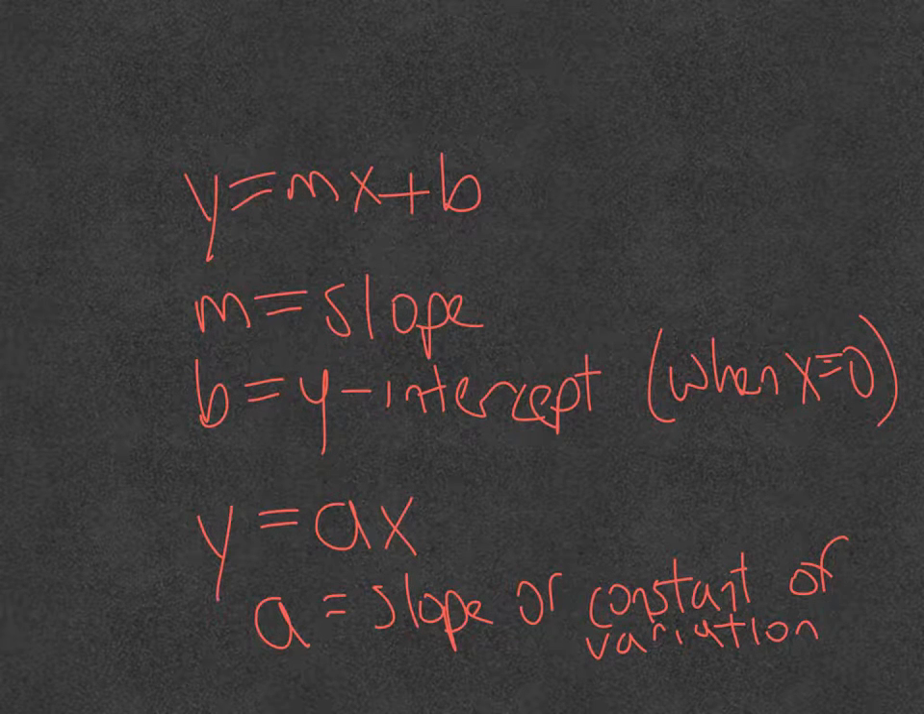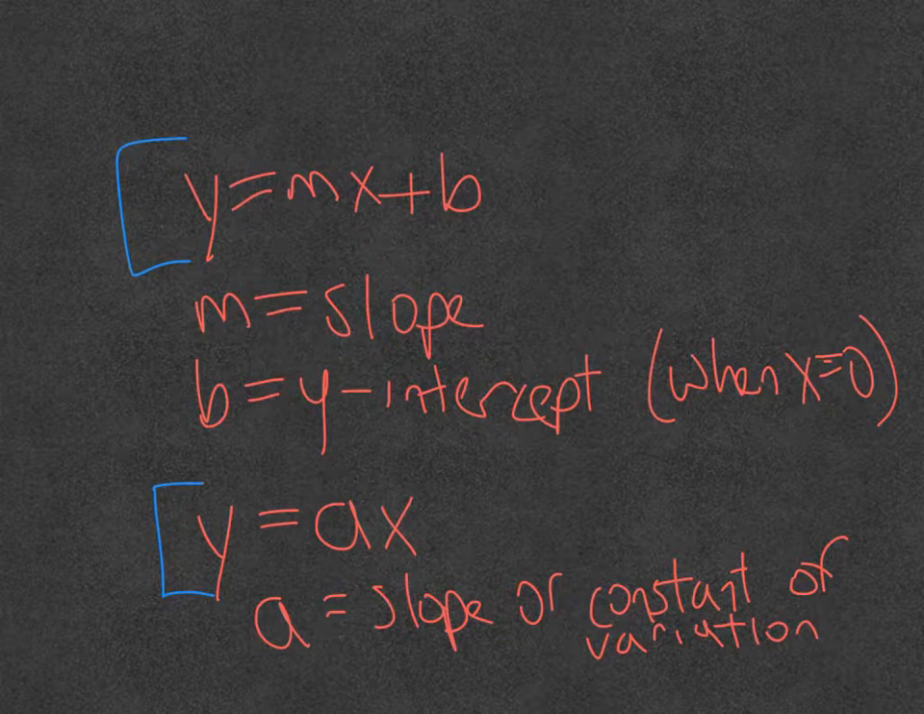So today we're going to talk about direct variation. Direct variation is very related to this equation here that we've worked on a bit, the slope-intercept equation, y equals mx plus b, where m is the slope and b is the y-intercept. But with direct variation, it's even easier because in there it's y is equal to ax.